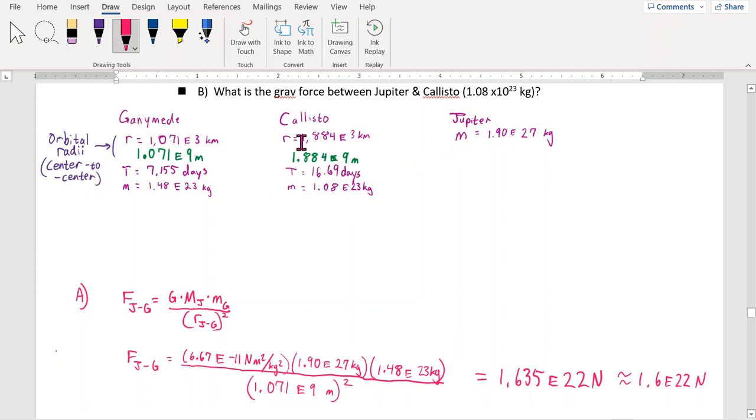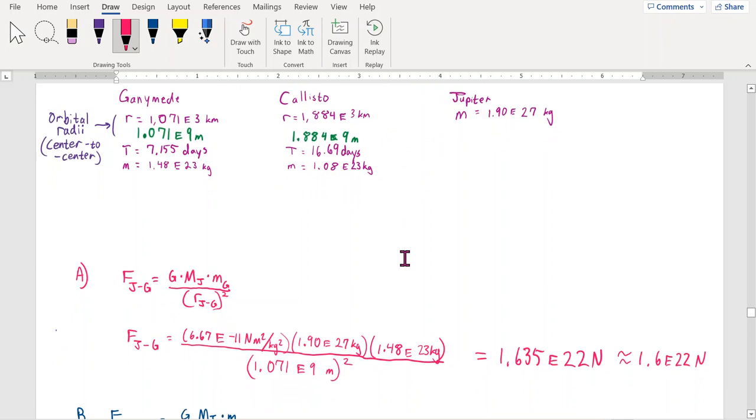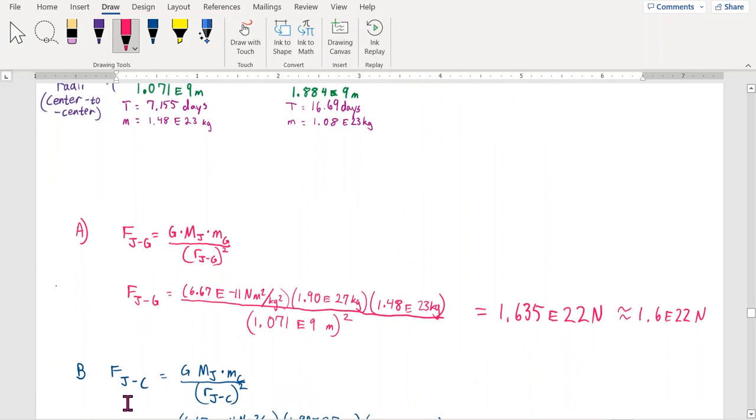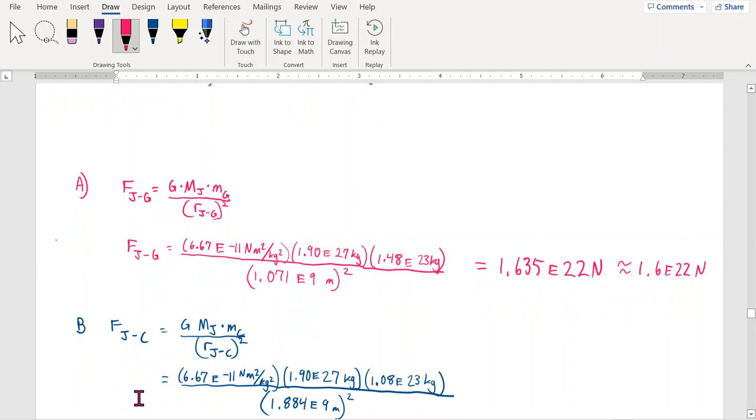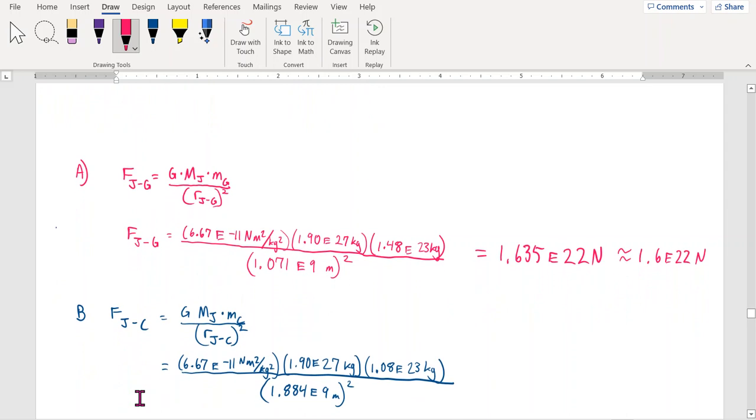Okay, then we're going to do the exact same thing for Callisto and Jupiter. So we're going to use the R value for Callisto, but this one in green because it's in meters. We don't care about the period for Callisto. We're going to use Callisto's mass, Jupiter's mass, and the distance in between them. We're going to square that. So here's our equation for Jupiter to Callisto, and then we do some mathin'. So there we are, and we're going to tap that into the calculator as well. And we have a delicious value for the force right here.